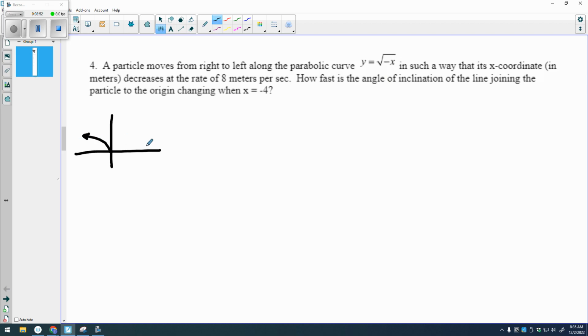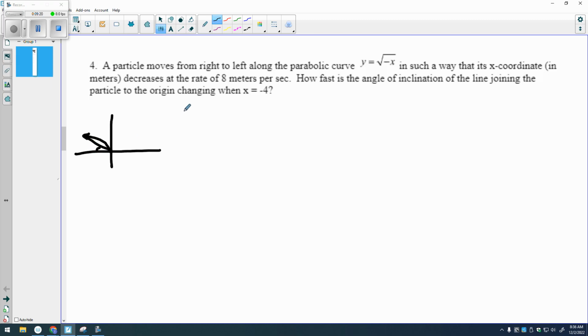In such a way that its x coordinate decreases at the rate of 8 meters per second. Okay, how fast is the angle of inclination of the line joining the particle to the origin changing when x equals -4? So way down here, when x is -4, angle of inclination from the origin to the particle. So this here, we're going to call theta.